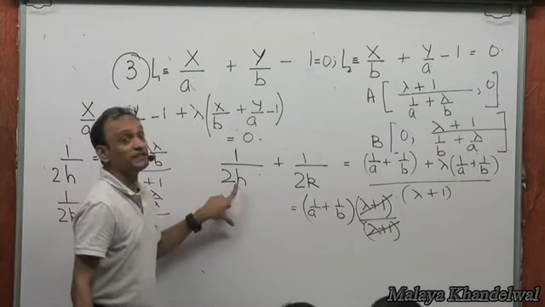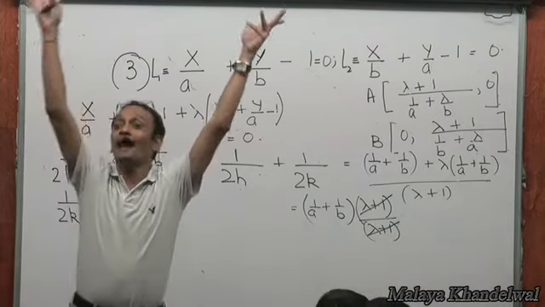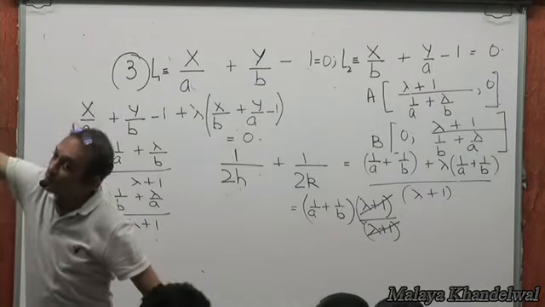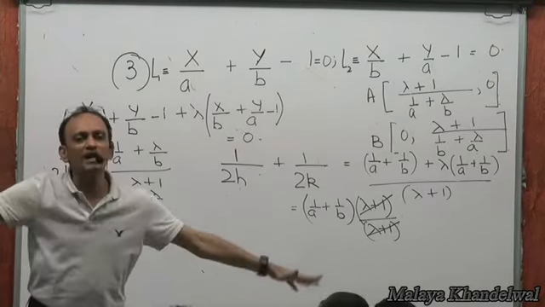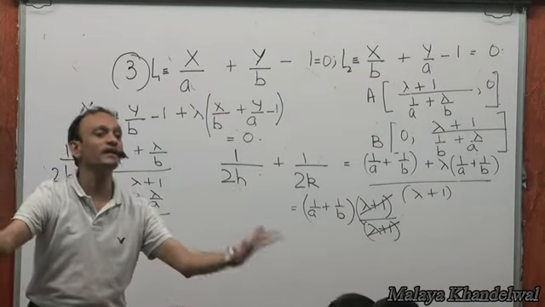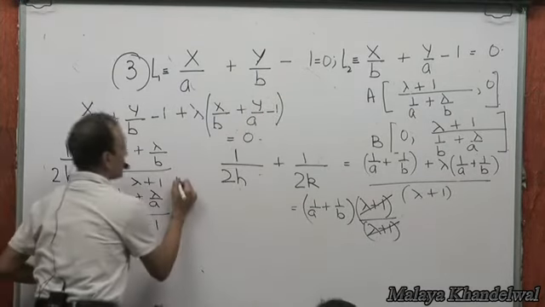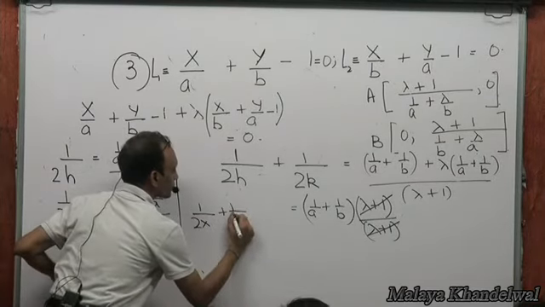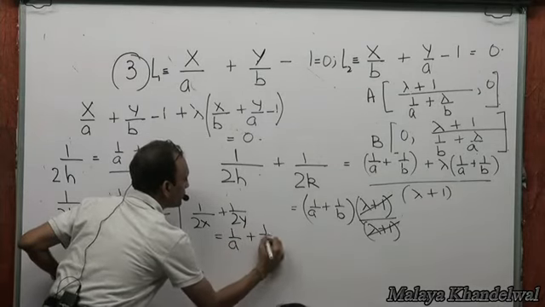This relationship connects the x coordinate h of the moving point with its y coordinate. True for all lambda. True for all lines passing through P. True for different positions of the moving point M. This then requires this last bit. Generalization. Replace h by x and k by y. So 1 by 2x plus 1 by 2y is 1 by A plus 1 by B.